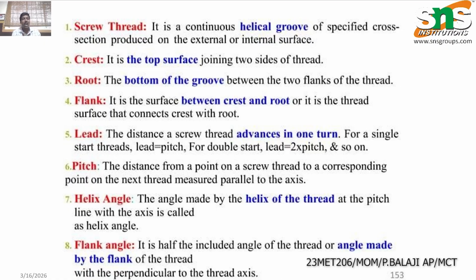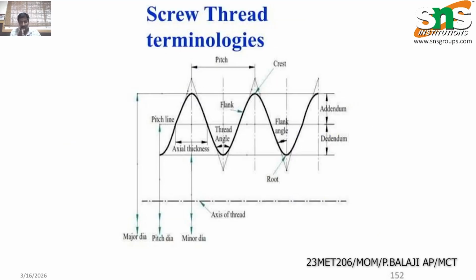That is called the lead. Pitch is the distance from a point on the screw thread to the corresponding point on the next thread. We can say it is the distance between two crests or two roots. Helix angle is the angle made by the helix of the thread at the pitch line with the axis. Flank angle is half of the included thread angle, made with the flank. You can see on the screen the thread angle between the flanks, and the thread angle divided by 2 is the flank angle. That covers the flank angle, thread angle and helix angle.